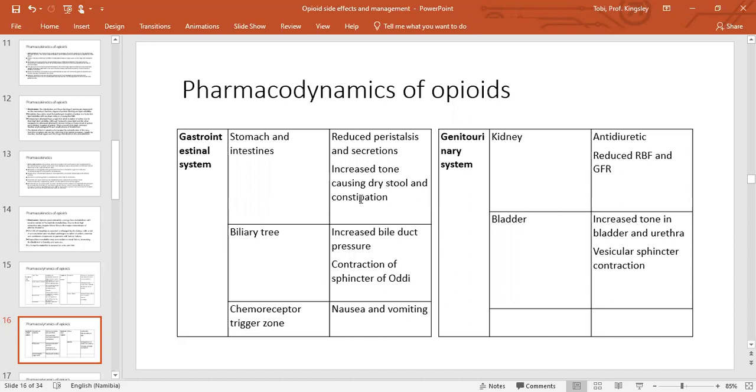The genitourinary system, kidneys, opioids are antidiuretic, and they cause a reduced renal blood flow and glomerular filtration rate. In the bladder, it causes increased tone in the bladder and urethra, which may lead to urinary retention. And this is important, especially post-op after you've given your patients opioids. Obviously, apart from urine monitoring, any patient you are giving repeated opioids to should have a urethral catheter because of urinary retention that may arise from increased tone of the bladder and urethra.